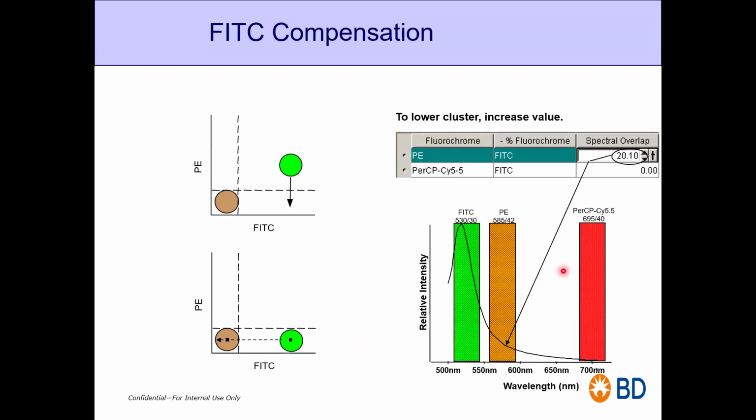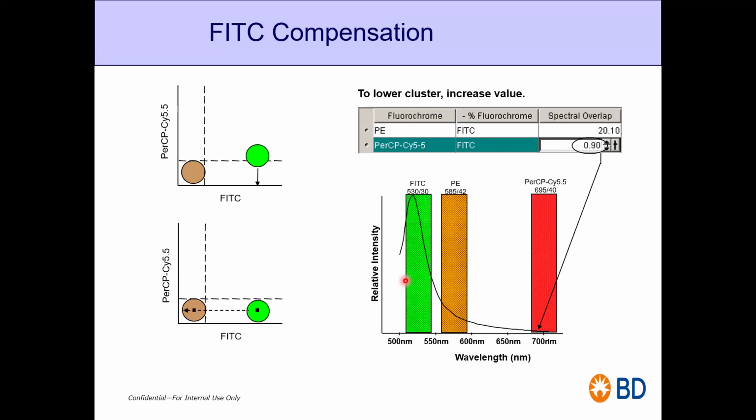And one more thing, you see the value is 20 here, but now let's go to the PerCP. The spillover was not that much, it was very minimal. So just 0.9 works very well for it, and it came down. So this value depends on how much spillover you are getting in your population.